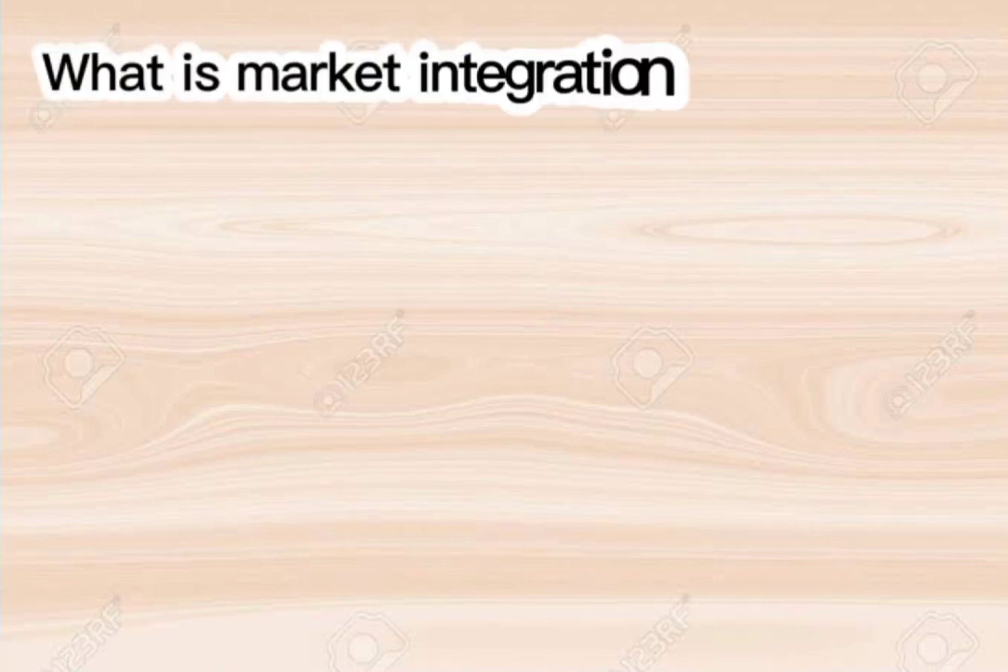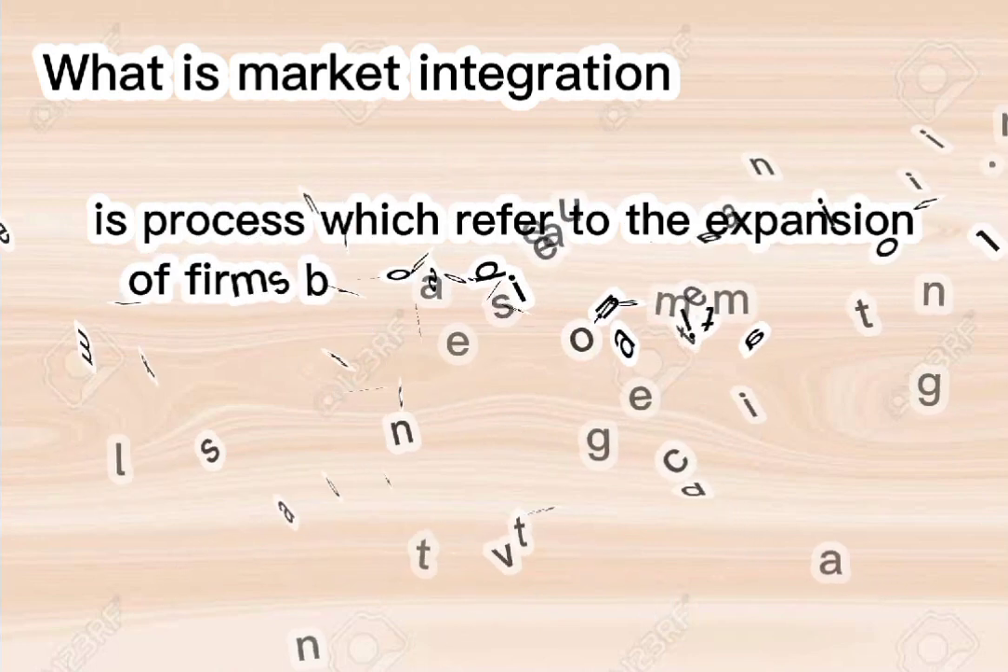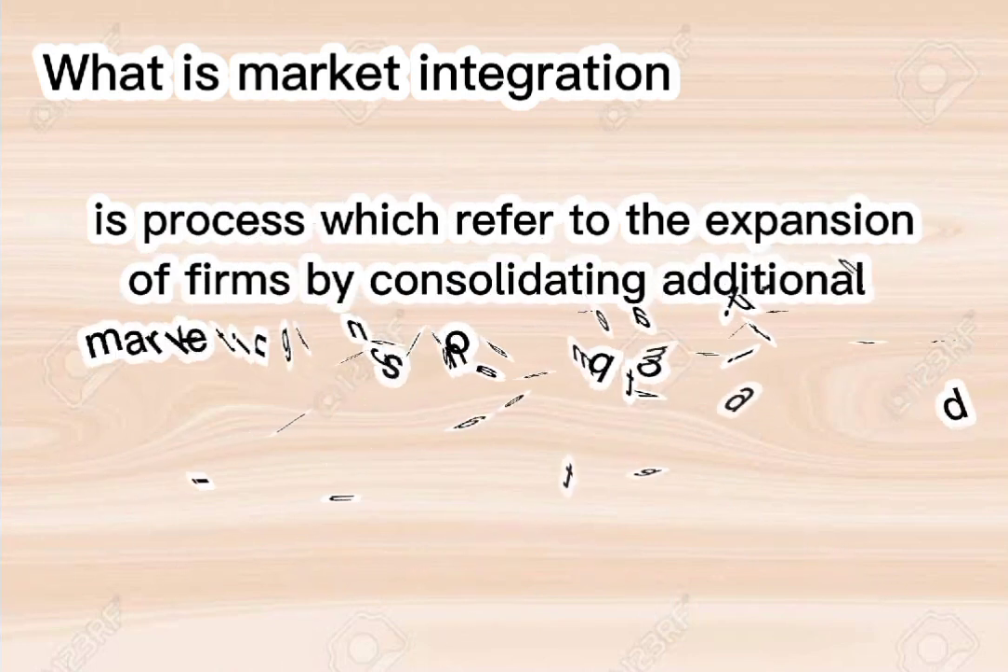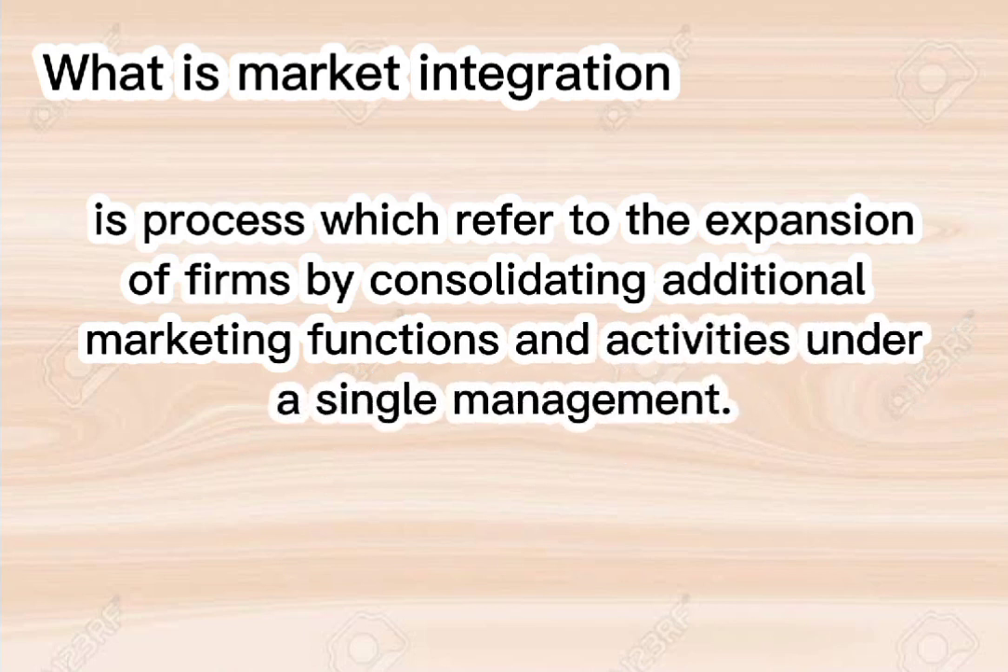And now, what is market integration? So market integration is a process which refers to the expansion of firms by consolidating additional marketing functions and activities under a single management. So the market integration shows the relationship of the firm in a market. The extent of integration influences the conduct of the firms and consequently their marketing efficiencies. And the behavior of a highly integrated market is different from that of a disintegrated market. So markets differ in the extent of integration and therefore there is a variation in their degree of efficiency.